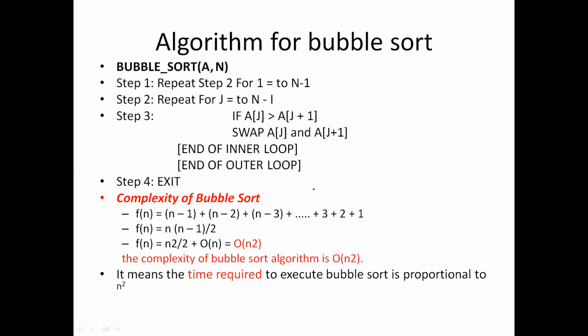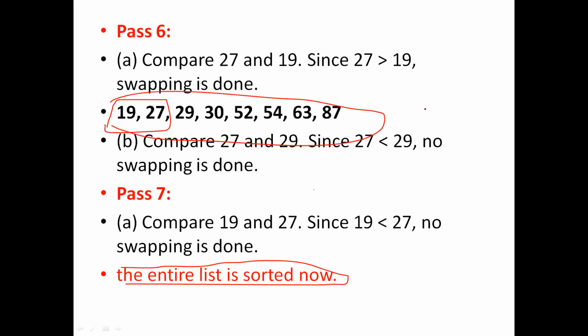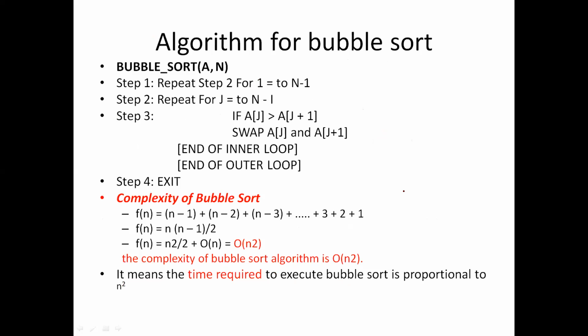Fine. Next, the algorithm. How are we going to write the algorithm for bubble sort? We can get two pieces of information from this analysis. One is that if the number of inputs is n, we are going to perform n minus 1 passes. The other is the number of steps we perform in a single pass. With this information you are going to write the algorithm.